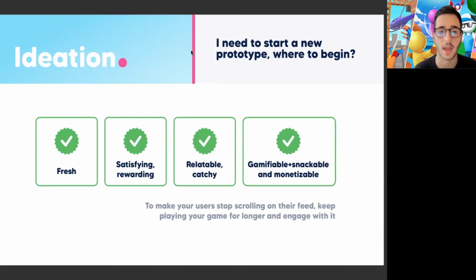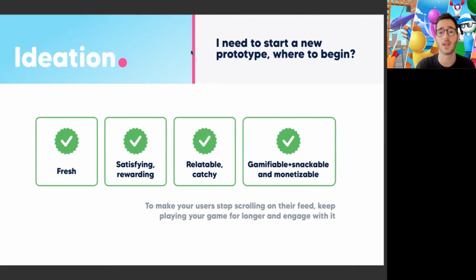First of all, you must have heard these principles or this framework of ideation in many different ways, in many different words. But the idea is that if your game isn't fresh, and by this I mean new, innovative, satisfying, rewarding, relatable, and catchy, and on top of that, gamifiable and snackable and monetizable, you should not start a prototype.